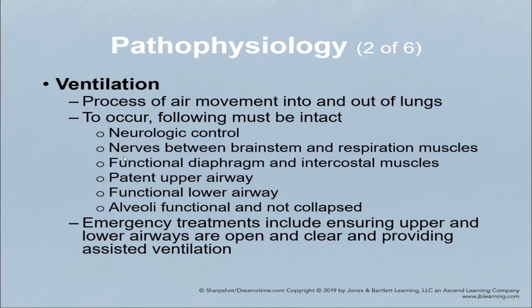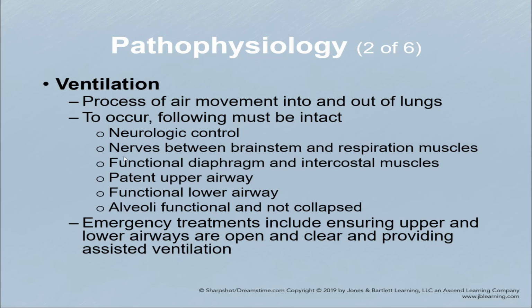You must have a functional diaphragm and intercostal muscles, because that's how we change pressure. Remember, our diaphragm drops down, our intercostal muscles expand out or contract and go out whenever we take a deep breath in, and that drops the pressure, creating a negative pressure inside the chest, pulling air in. In order for that air to come in, we've got to have a patent upper airway, a functional lower airway, and our alveoli must be functional and not collapsed.